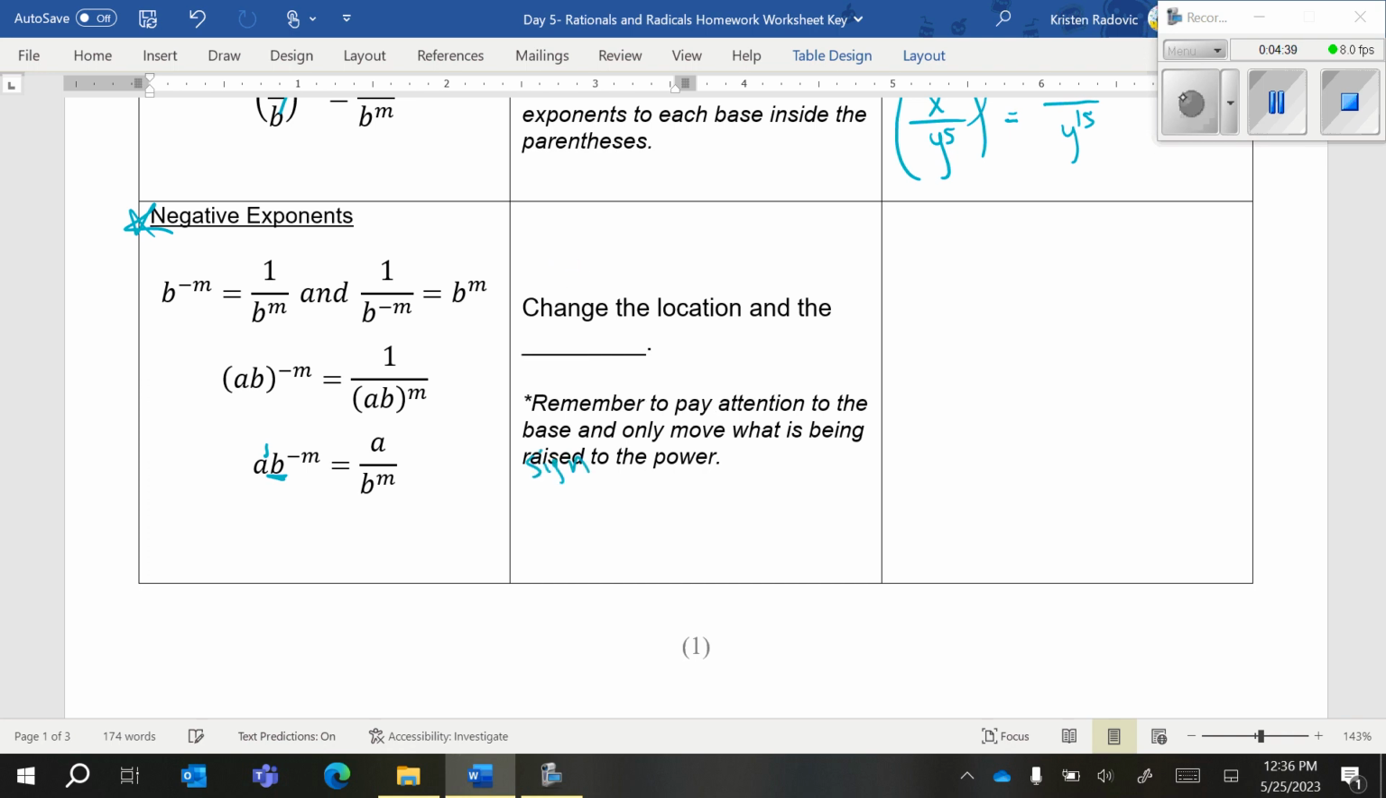What that means is, let's say that we're starting with x to the negative 2. That is going to become 1 over x squared. If you have 1 over y to the negative 3, that's going to become y to the positive 3. So a negative exponent in the first case created the fraction, and in the second case, the negative exponent got rid of the fraction.